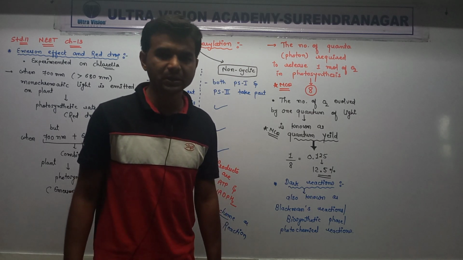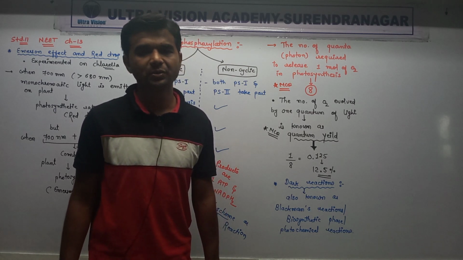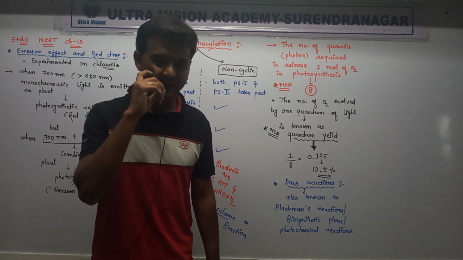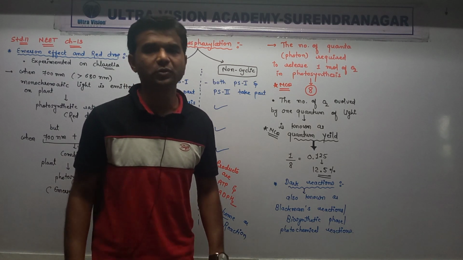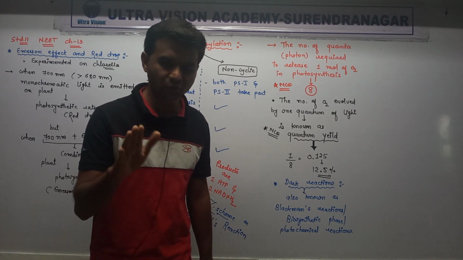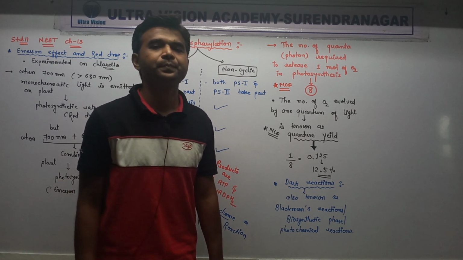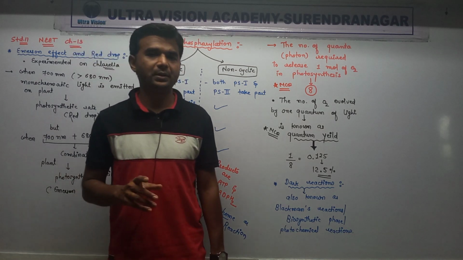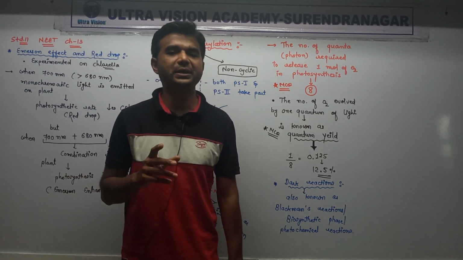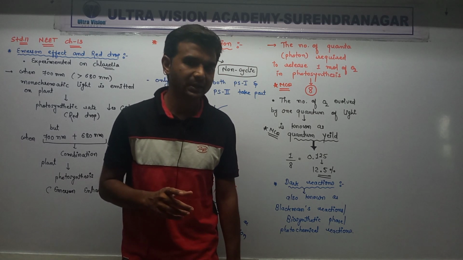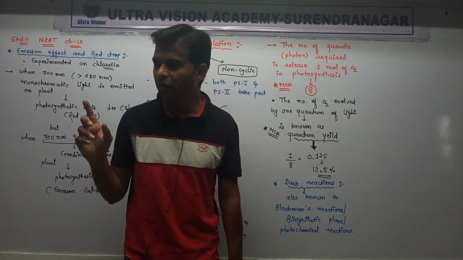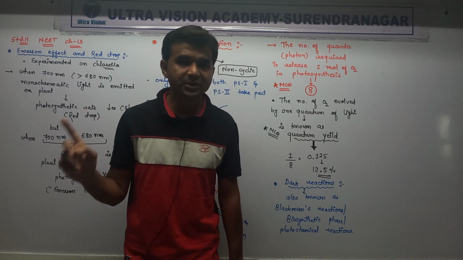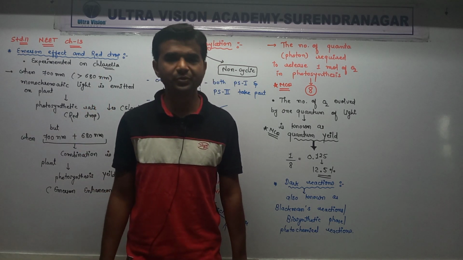The Calvin cycle occurs in all the photosynthetic plants, either monocot or dicot, whatever. But in dicot plants, the Calvin cycle occurs in the mesophyll cell, whereas in monocot plants, the Calvin cycle occurs in the bundle sheath cells, as you know.